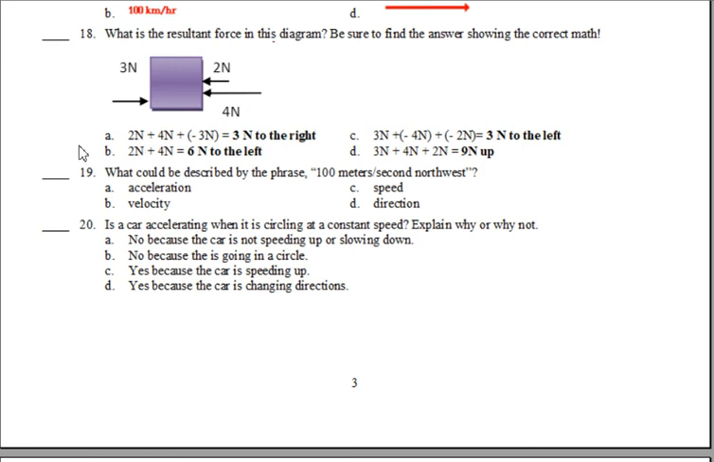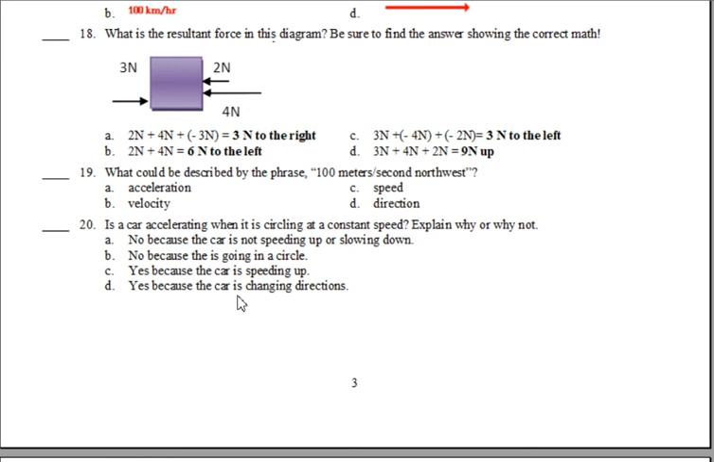A, 2 newtons plus 4 newtons plus a negative 3 newtons equals 3 newtons to the right. B, 2 newtons plus 4 newtons equals 6 newtons to the left. C, 3 newtons plus a minus 4 newtons plus a minus 2 newtons equals 3 newtons to the left. Or D, 3 newtons plus 4 newtons plus 2 newtons equals 9 newtons up.